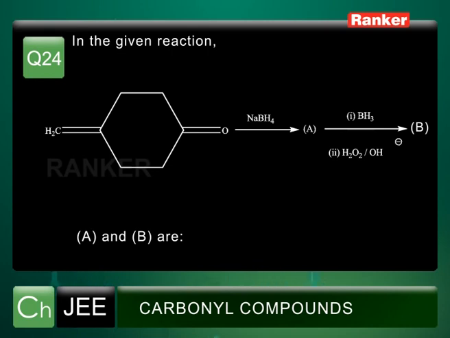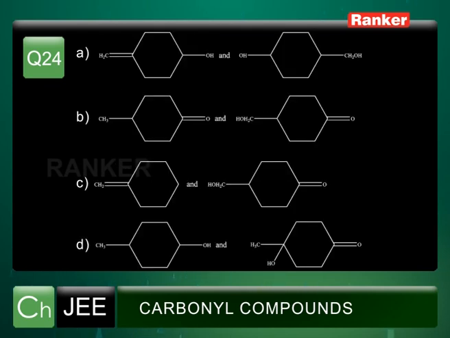In the given reaction, an exocyclic alkene is there, and on the other side a ketone, a cyclohexanone. With sodium borohydride it is understood that the ketone undergoes reduction, not the alkene, right? Sodium borohydride will give the reduced alcohol, and then treatment with BH3 followed by hydrogen peroxide. Both A and B are asked. First the reduced form is asked, then the alcohol is also asked.